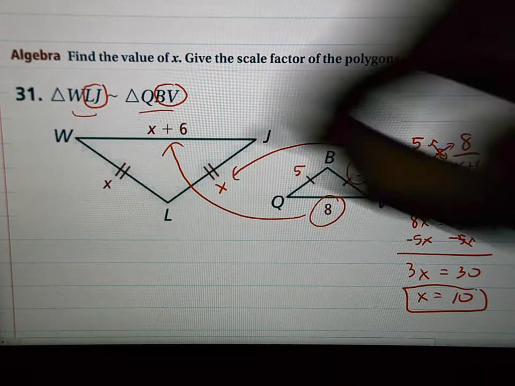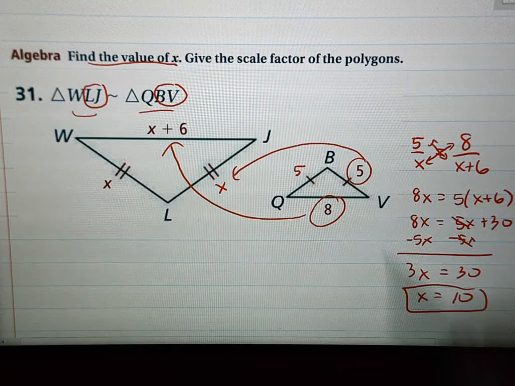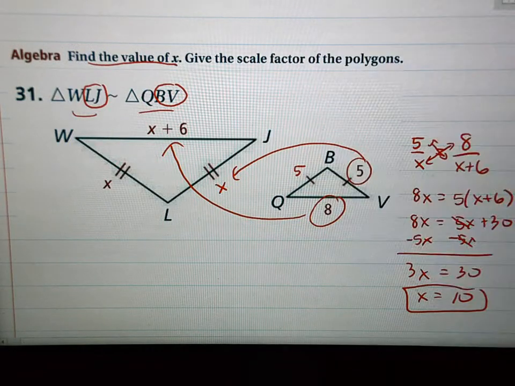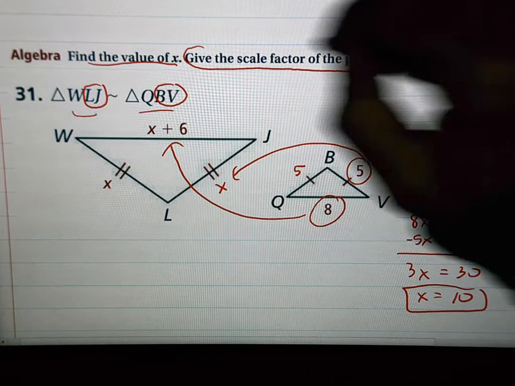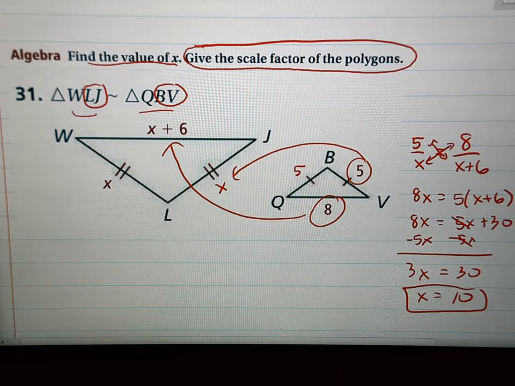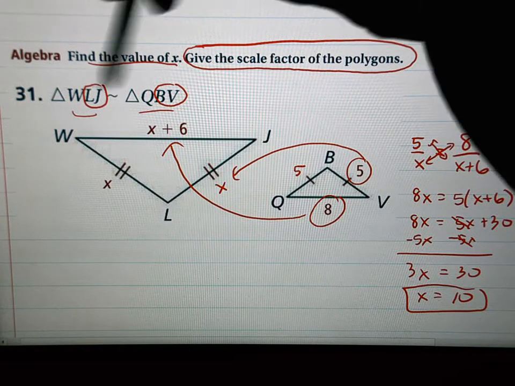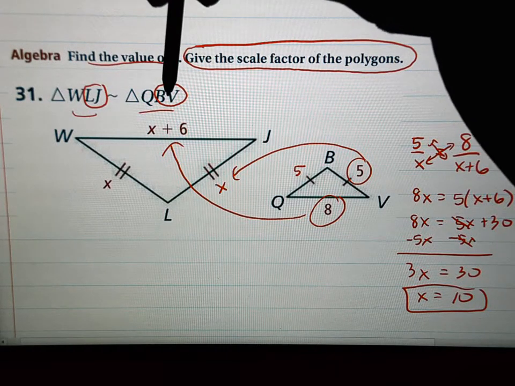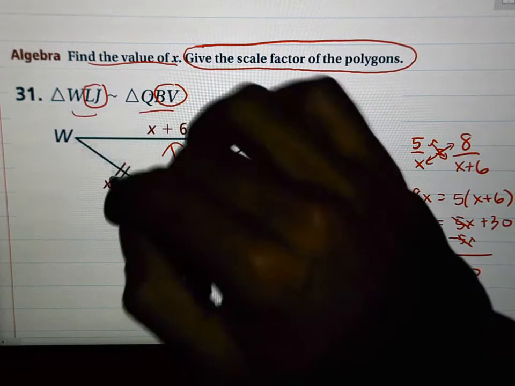Question number 1, find the value of x. We've done it. Second question, always go back and read the question. If I teach you anything this year, I always want to make sure I'm teaching you to read your directions. That's something that is overlooked way too much these days. Give the scale factor of the polygons. So remember, they started with this WLJ first and the QBV second. So we're asking what the scale factor of this one to that one, this side to that side.